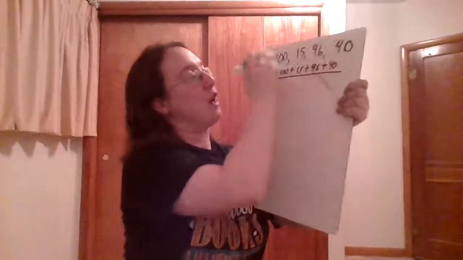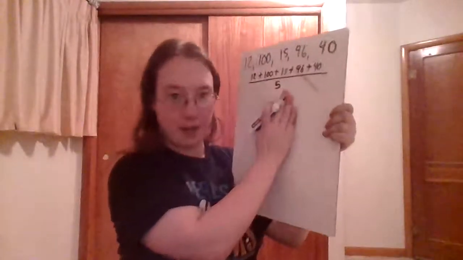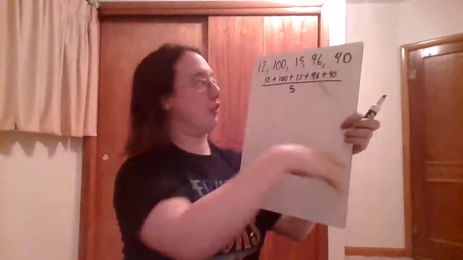And then this time we've got 1, 2, 3, 4, 5 things. So that's the thing we're dividing by. So the thing you're dividing by is always your number of things. So that number is going to change. It's not always going to be 5. It's not always going to be 6.